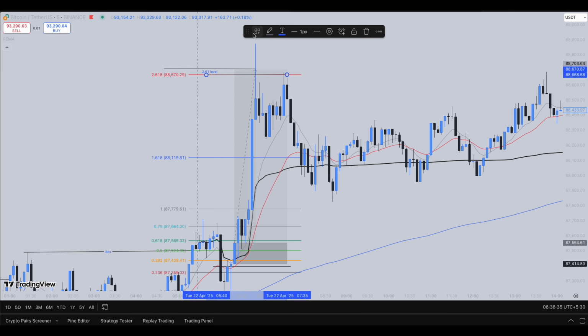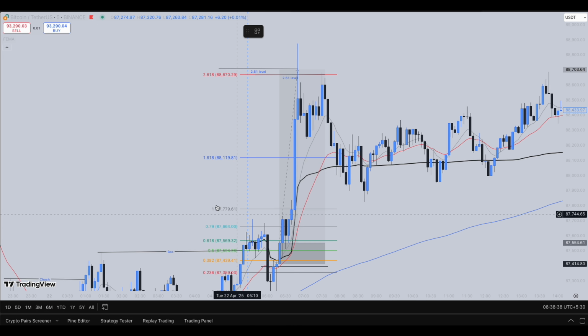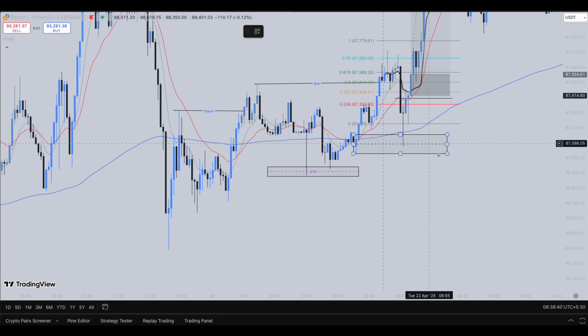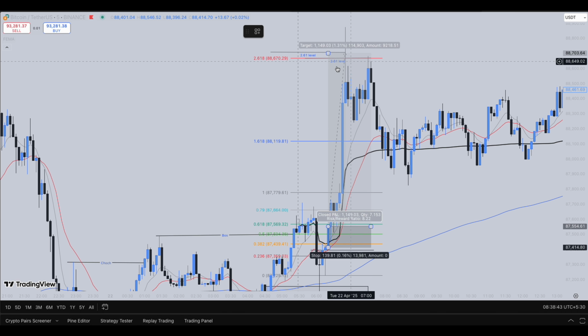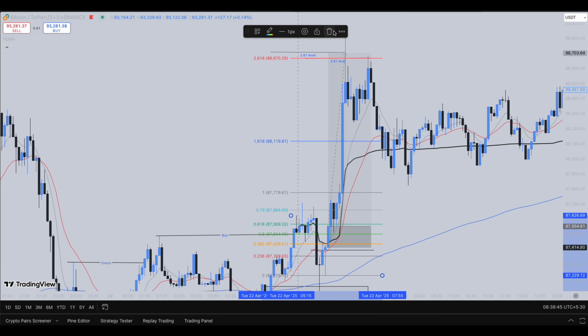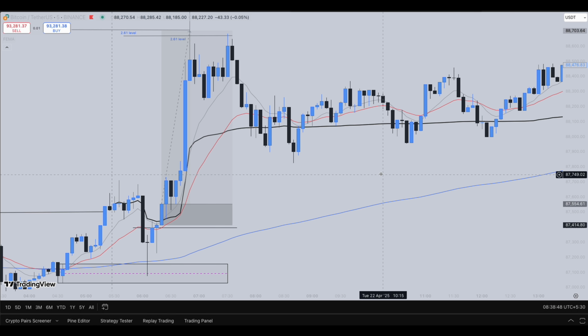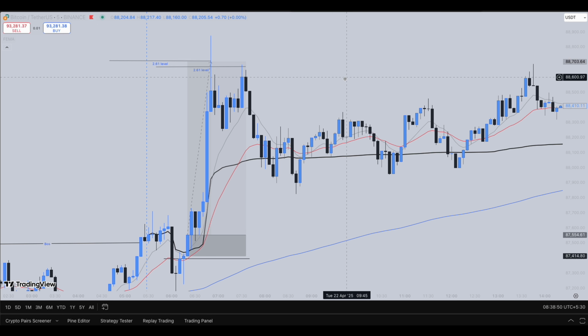You can see if you try to plot the Fib extension here and Fib extension here, I think this zone over here both acts as a confluence for you to take profits over here. So you could have easily executed your position once the price has reached over here.